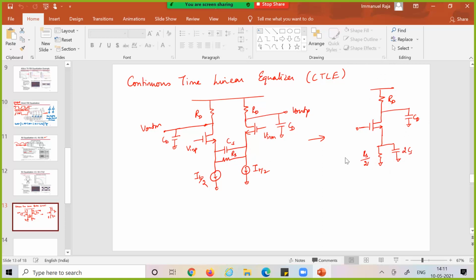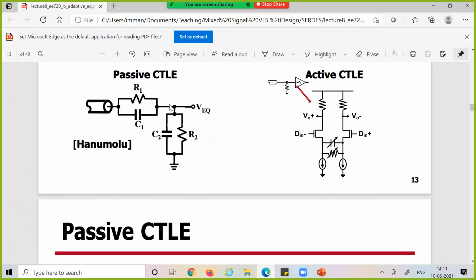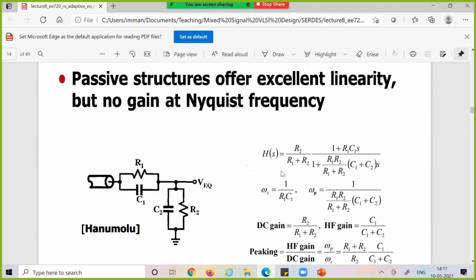So it becomes RS by 2 and 2 times CS. Now you can draw the small signal equivalent circuit for this one. The passive one is also like this. In essence, it is like this. The passive one, if you derive the transfer function from, let's say, the input to the output, what will it be?